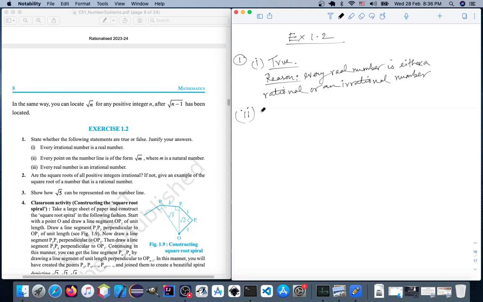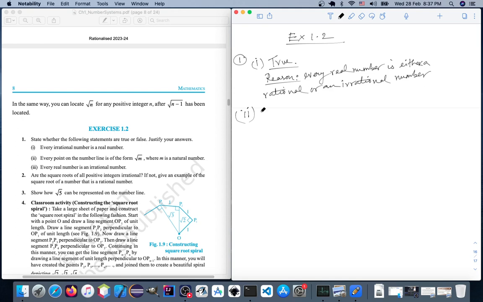Number 2 says every point on the number line is of the form root over m, where m is a natural number. It is saying that every point on the number line, if we take randomly a point, will be of the form square root of m, where m is a natural number, like root over 2, 3, 4, 5, 6. Now this is false because there are points on the number line which are not of the form square root of m.